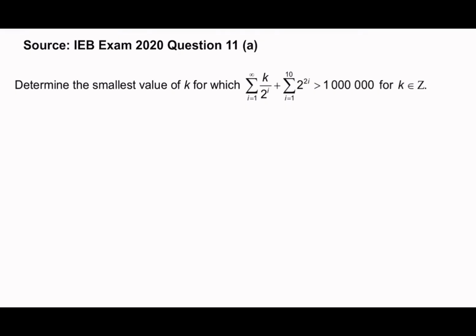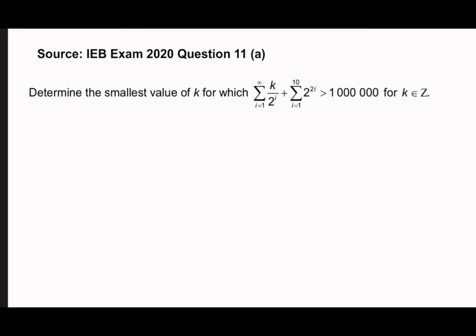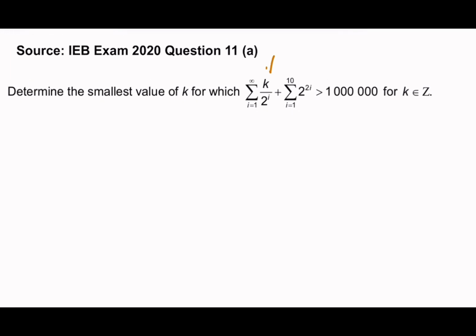In other words, there is some k value that if I put there, it will make the whole sum bigger than 1 million. So I need to solve for that k. There's actually a lot of values that we can put there that will ensure the total becomes bigger than 1 million.